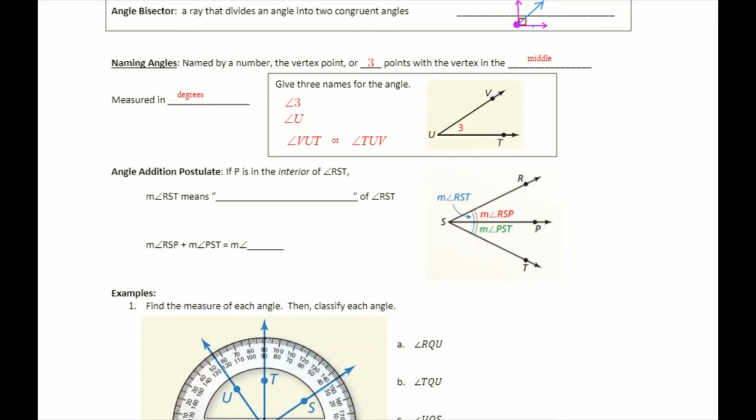So the way to write this, there's a special notation in geometry, is you put this little m in front of it, and what that means is the measure of angle RST. So the measure of the angle is what actually has that numerical value. When you say, oh, it's 45 degrees, what you're referring to is the measure of the angle. So the measure here of RSP plus the measure of PST would equal the measure of angle RST.